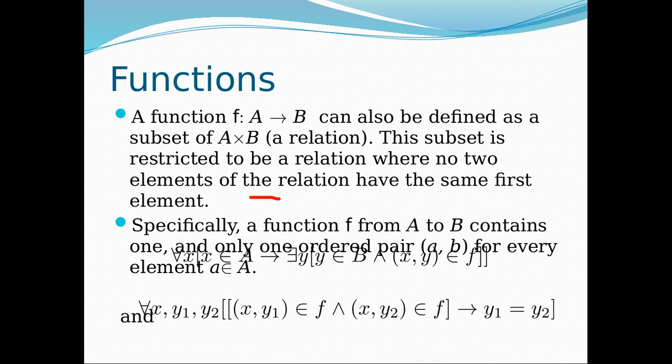Similarly, a function from A to B contains one and only one ordered pair (a, b) for every element a. And if there are two elements y1 and y2, then if (x, y1) is a member of the function and (x, y2) is also a member of the function, this means that y1 is equal to y2. They have to be equal, because if these are not equal, then x would be mapped or assigned to y1 as well as y2, which is against the definition of a function.